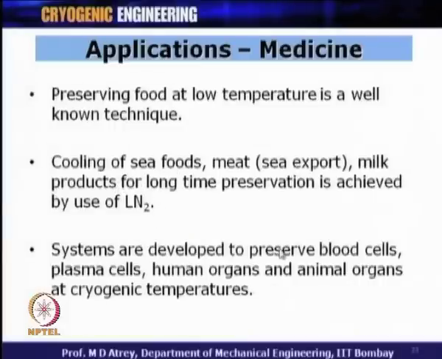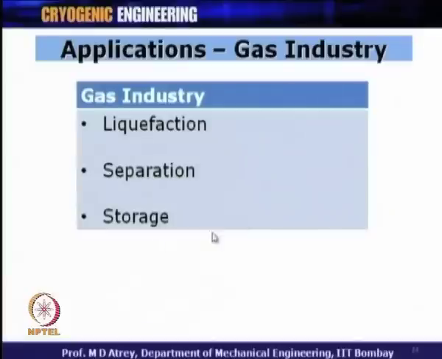Systems are developed to preserve blood cells. This is again a usage in medicine. You can preserve blood cells, plasma cells, human organs and animal organs at cryogenic temperature. So, the preservation using liquid nitrogen bath to preserve blood cells, plasma cells, human cells, stem cells also is the latest addition to this list. All this is done at cryogenic temperature.